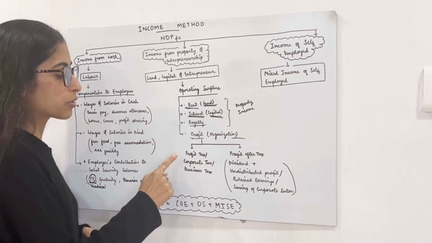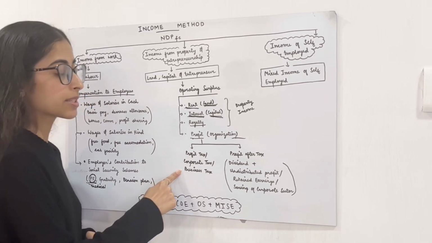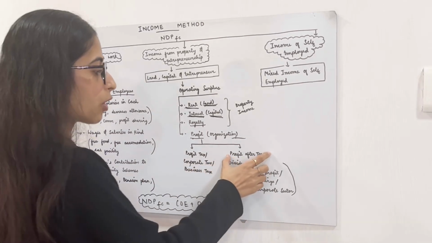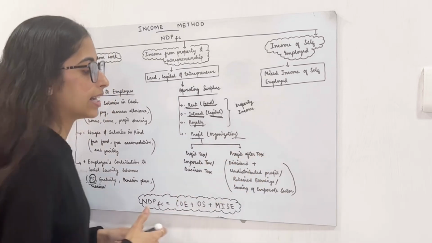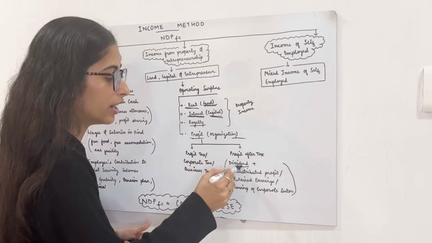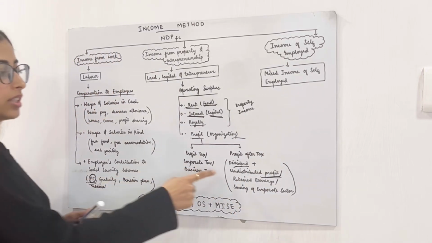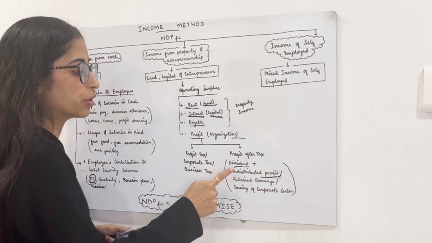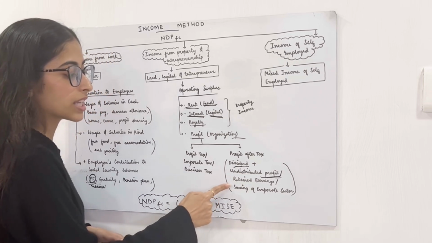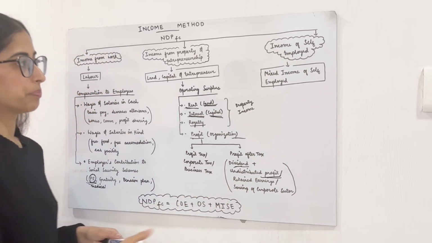The other names for profit tax could be corporate tax or business tax, and profit after tax is calculated by adding dividend and undistributed profits. The other names for undistributed profit could be retained earnings or savings of the corporate sector.